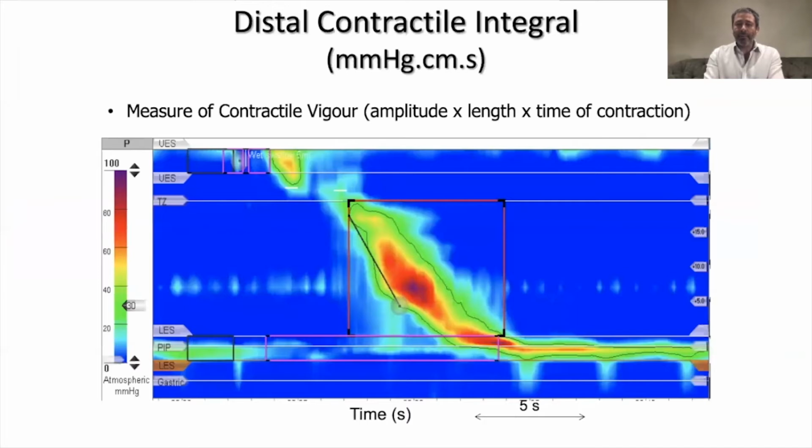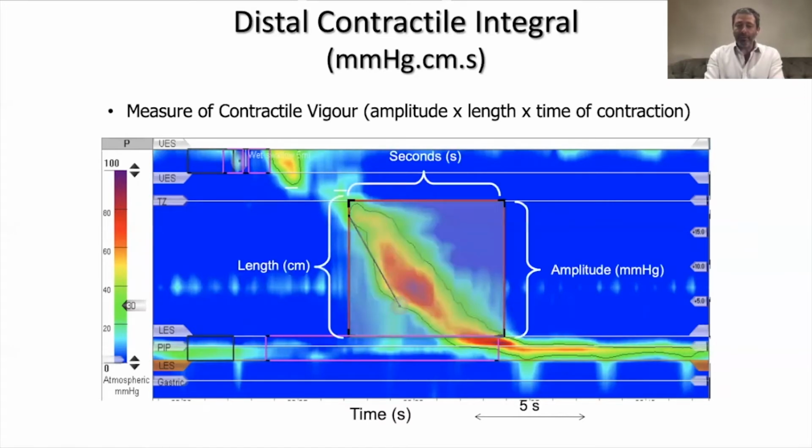With regards to hypercontractility, the parameter of interest is the distal contractile integral. We no longer use amplitude alone as a measure of hypercontraction. Rather, we use three parameters: the length of the esophageal smooth muscle body, the time of peristalsis, and the average amplitude within to define the contractile vigor, also known as the distal contractile integral.